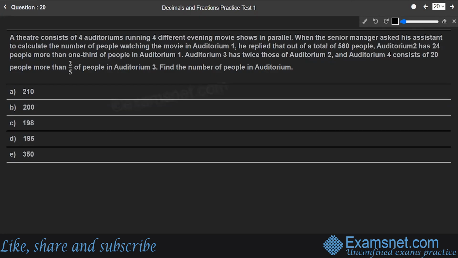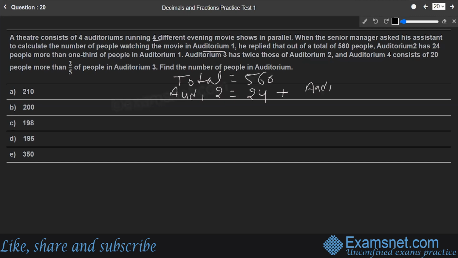Now, the question says a theater consists of 4 auditoriums running 4 different evening movie shows in parallel. When the senior manager asked the assistant to calculate the number of people watching the movie in auditorium 1, he replied that out of a total of 560 people, so the data is given like total there are 560 people. Auditorium 2 has 24 more than one third of the people. So we can write it like this. Auditorium 2 has 24 people more, that is 24 plus one third of the people in Audi 1.